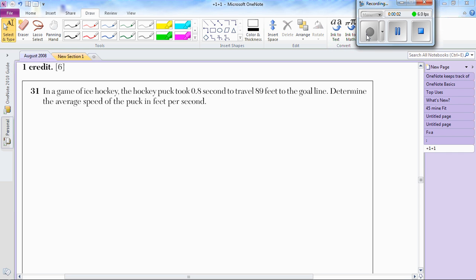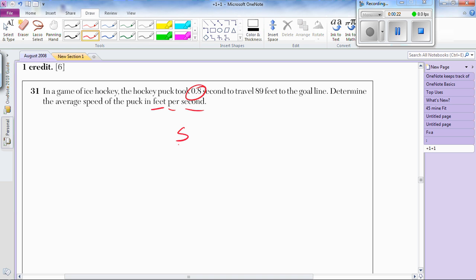Okay, August 2008, parts 2, 3, and 4. In a hockey game, the hockey puck took 0.8 seconds to travel 89 feet to the goal. Determine the average speed of the puck in feet per second. So it's got to be a little bit more than that.